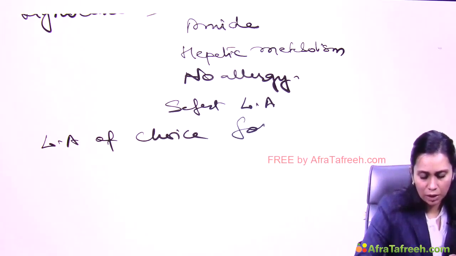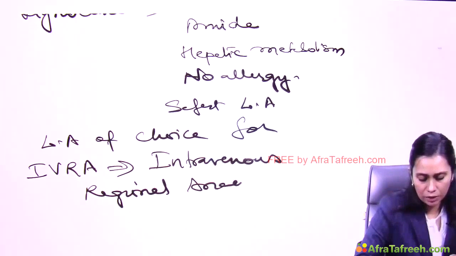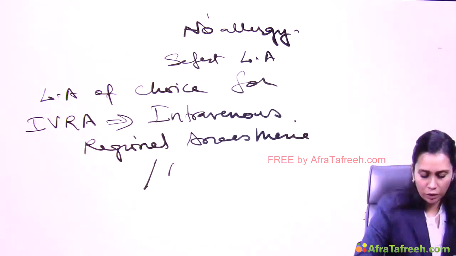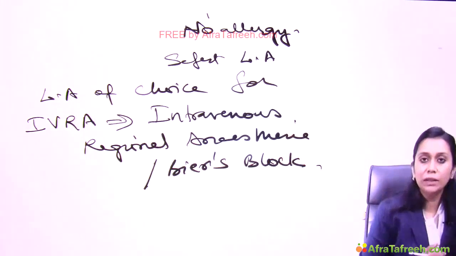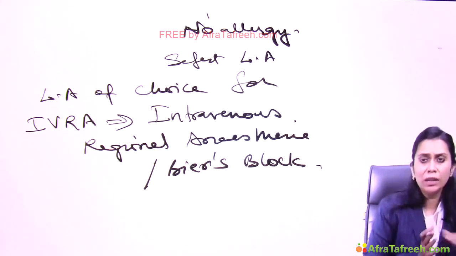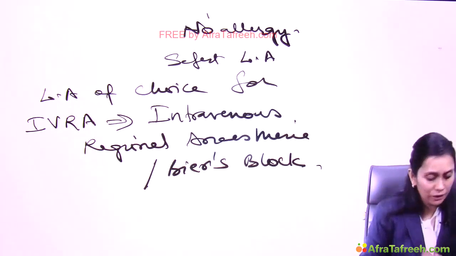Choice for IVRA. What is this IVRA? Intravenous regional anesthesia, or we call it Bier's block. What is this intravenous regional anesthesia? It seems very contradictory. How do we give regional anesthesia? We give it locally. We don't give it intravenously. So what is this IVRA?